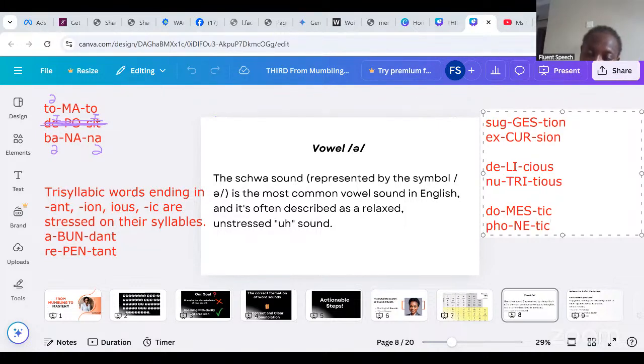Suggestion. The schwa is also at the ending syllable. Excursion. The schwa is at the last syllable. Delicious. Nutritious. Domestic. For domestic, the schwa is on the first syllable. Phonetic. The schwa is also on the first syllable. Please let me know if you understood the two rules I just went through.